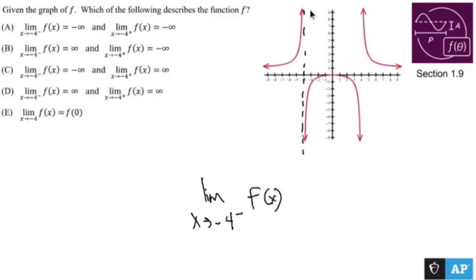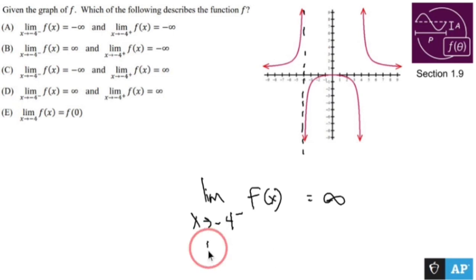means I'm going to go all the way to the left. And from the left, I'm going to go to -4. And as I hit -4, I shoot up here, which means the limit as x approaches -4 from the left of f of x is going to be positive infinity because I go up here.